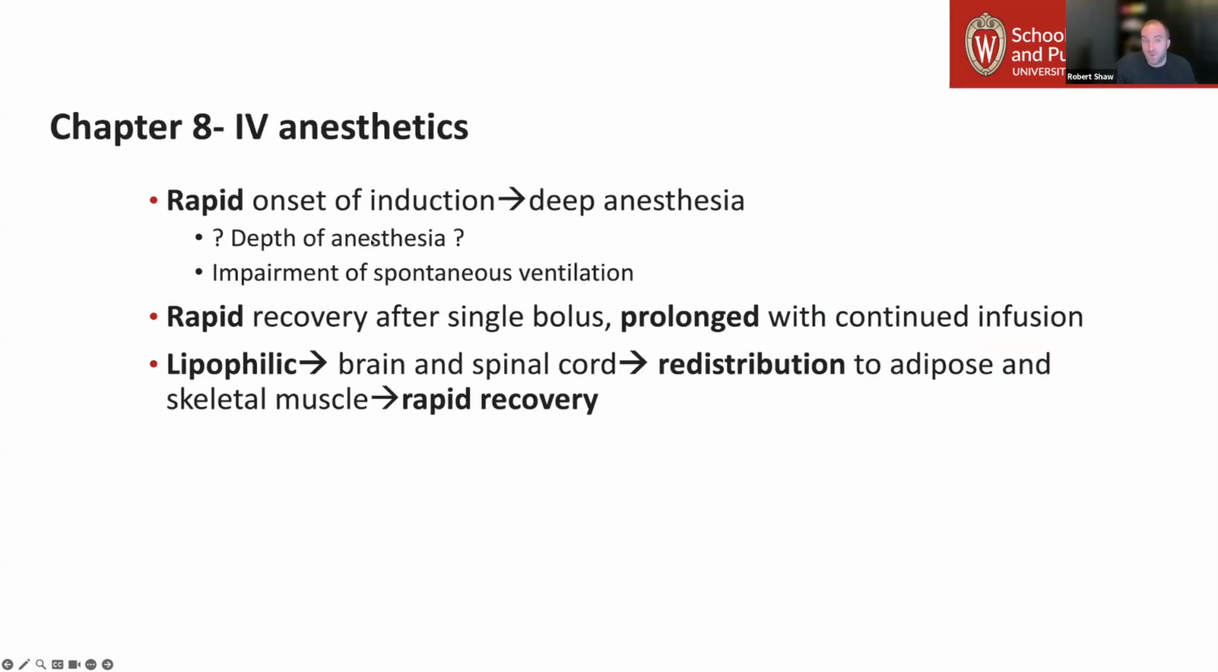So we talked about an IV induction. Chapter 8 talked about IV anesthetics. The benefit of an IV anesthetic is a rapid onset of induction. We're going to talk later, when we talk about inhalational inductions, about the different stages of anesthesia, which were described when ether was first utilized. IVs go from a patient who's awake to a deep general plane of anesthesia very rapidly, within seconds.